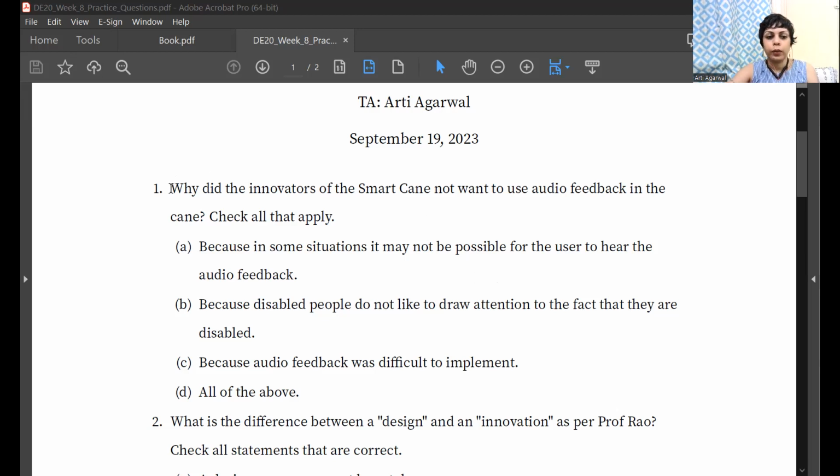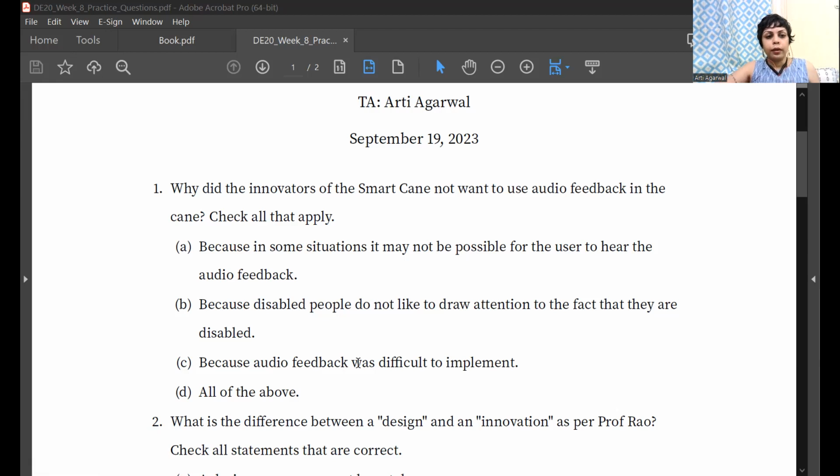So let's go to question number 1. The first question is, why did the innovators of the smart cane not want to use audio feedback in the cane? Check all the answers that apply. The first option is because in some situations it may not be possible for the user to hear the audio feedback. The second option is because disabled people do not like to draw attention to the fact that they are disabled. The third is audio feedback was difficult to implement, and D is all of the above.